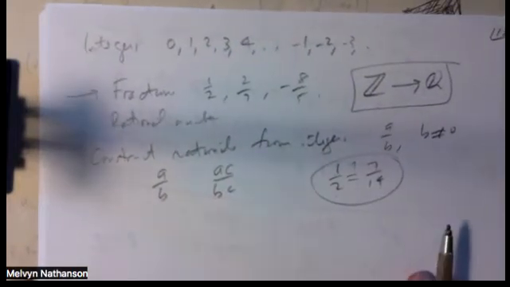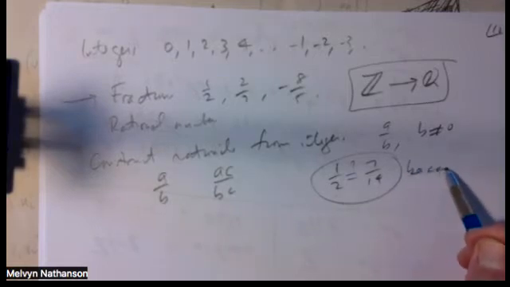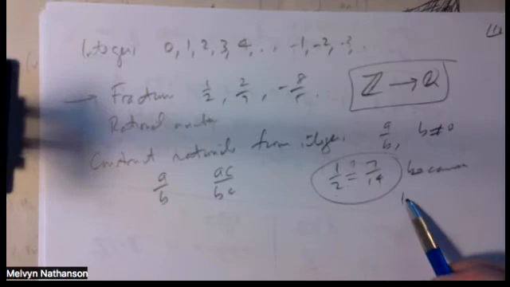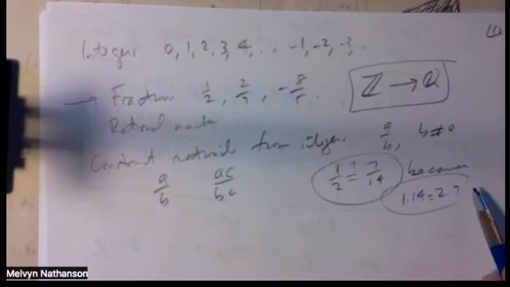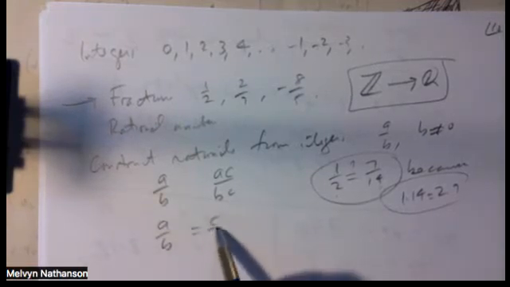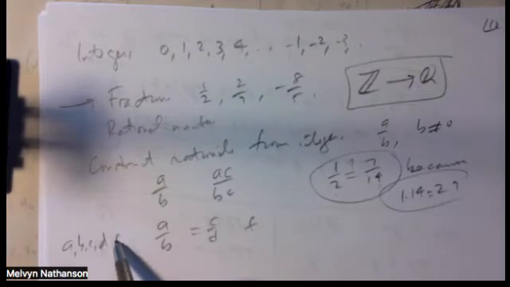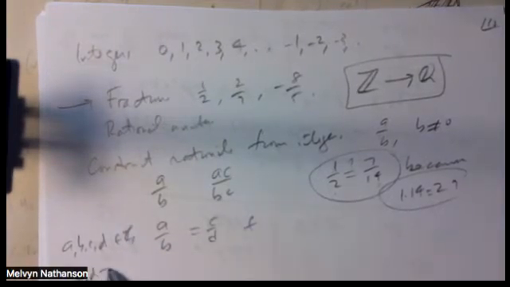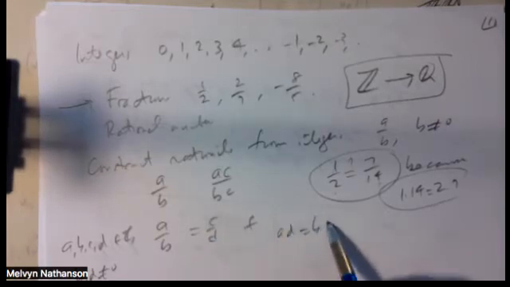So, I mean, your teachers probably didn't tell you this in as much detail as I am, but you would sort of say these are the same because when you cross multiply, 1 times 14 equals 2 times 7. Right? That's what you mean by saying these two fractions are the same. In other words, you would say A over B equals C over D. So A, B, C, D are integers, and the denominators are not 0. These are equal if AD equals BC.